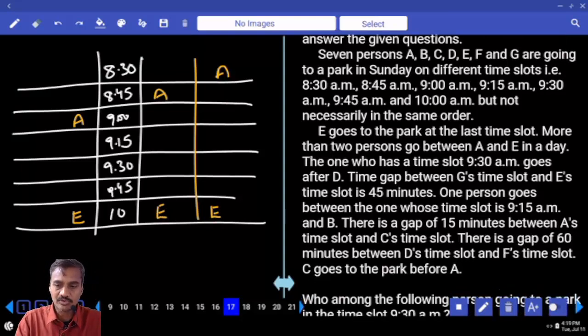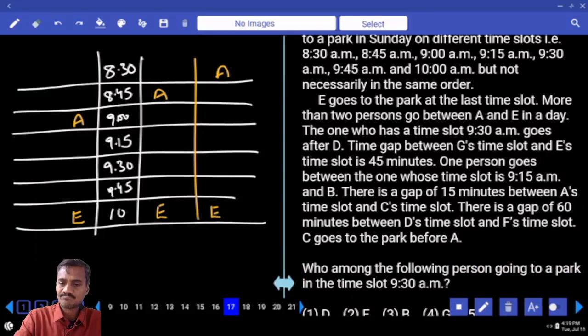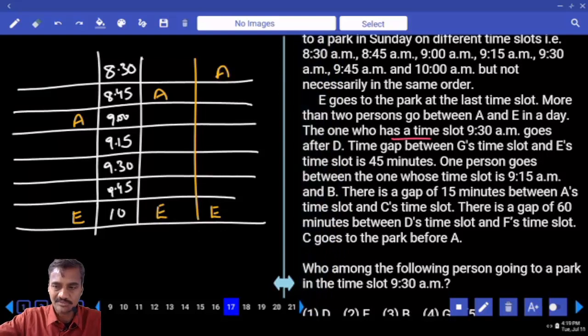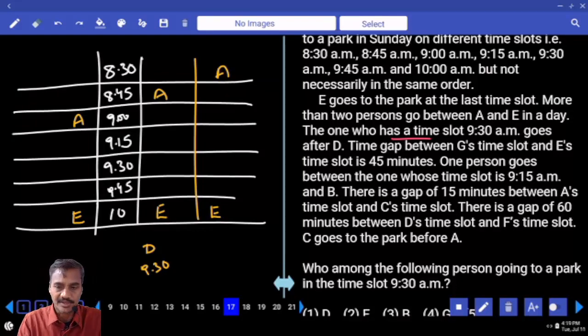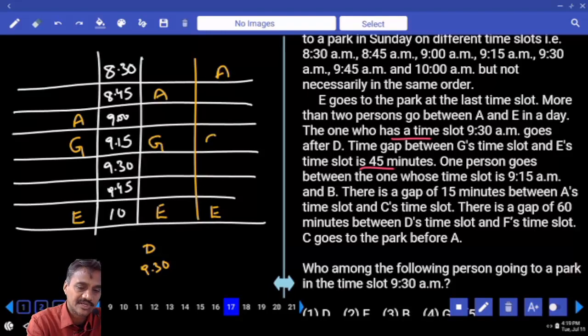Then the one who goes at 9:30. The one who has the time slot at 9:30 goes after D. Now this 9:30 goes after D and D must be before this 9:30. Isn't it? Now again, the word immediate is not given. As the word immediate is not given, D can be anywhere ahead of this 9:30. And time gap between G and E is 45 minutes. G and E is 45 minutes, and G must be 9:50 because E is at 10 o'clock.